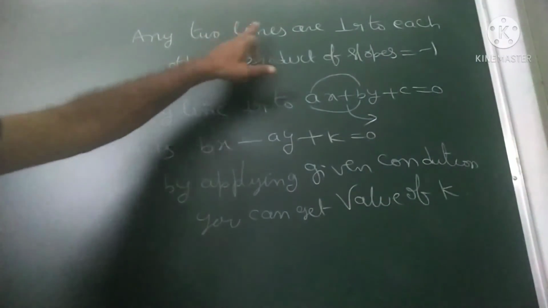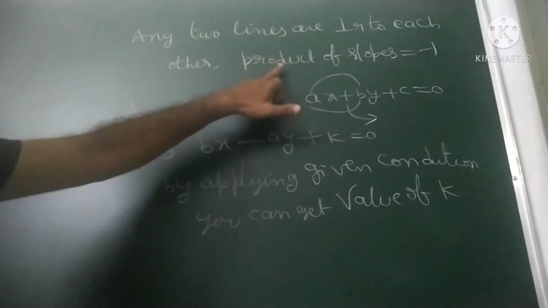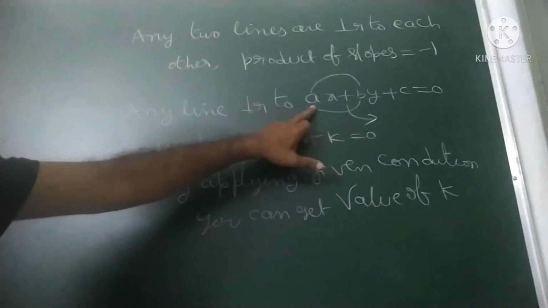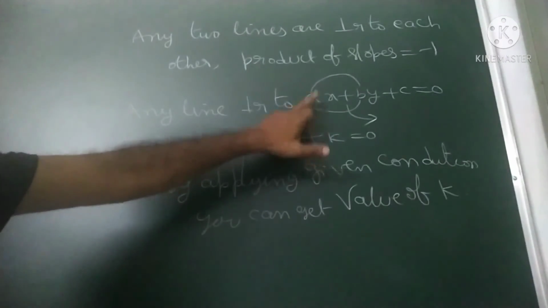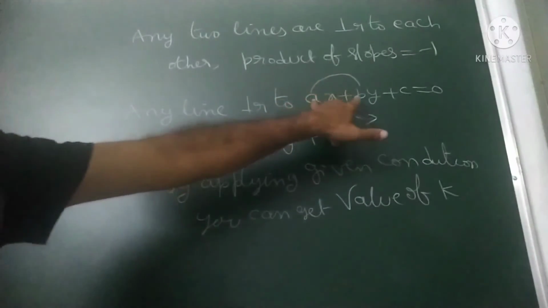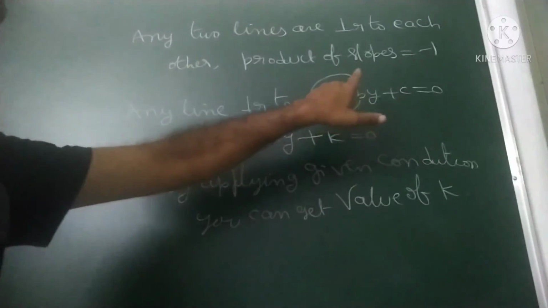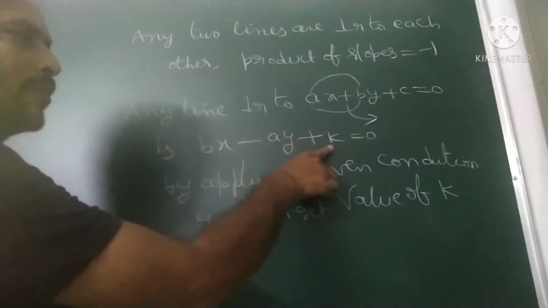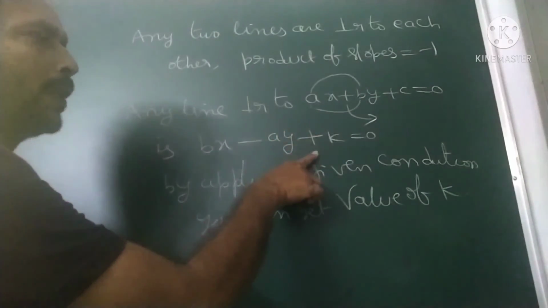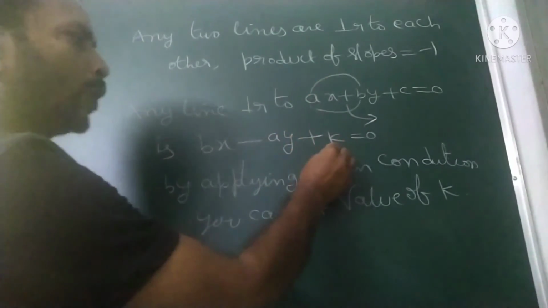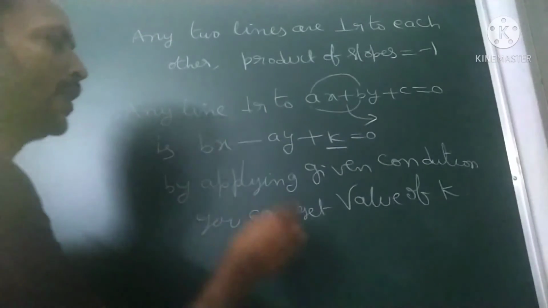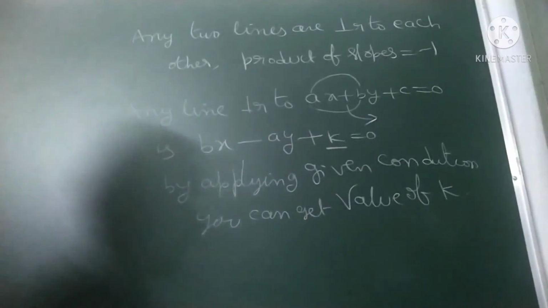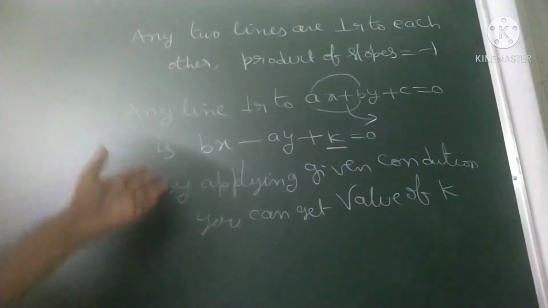So children, what to understand? If two lines are perpendicular to each other, the product of slopes is equal to minus 1. This type of equation is given to you; to find a line perpendicular to this line, interchange the coefficients of x and y and change the symbol also. So bx minus ay plus k equals 0 is the line perpendicular to the given line. To find this k value, they will give one condition. Apply that condition and you can get the value of k. We will discuss one problem on this now.